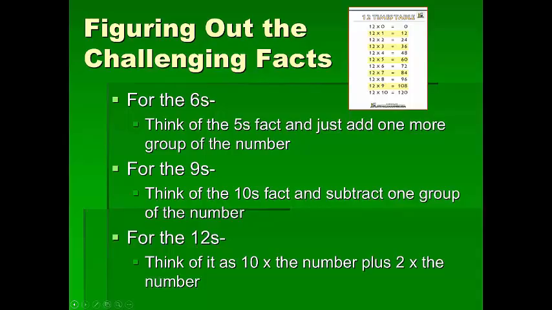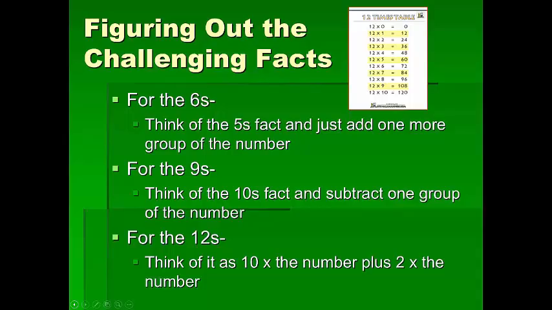For example, for the 6s, think of the 5s fact and just add one more group of the number. For the 9s, think of the 10s fact and subtract one group of the number. As we know, the 5s facts and the 10s facts are pretty easy for the students to learn when first learning multiplication. So this can give the students time to learn the more difficult facts, like the 6s and the 9s, if they have a way to help them get to the product in the beginning.